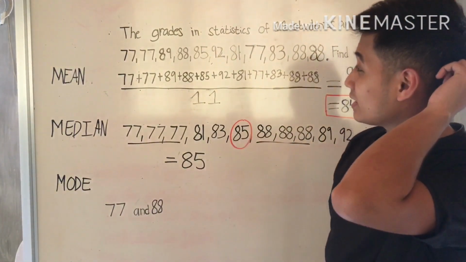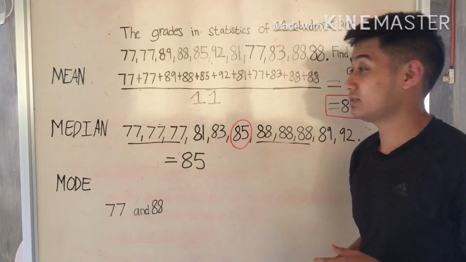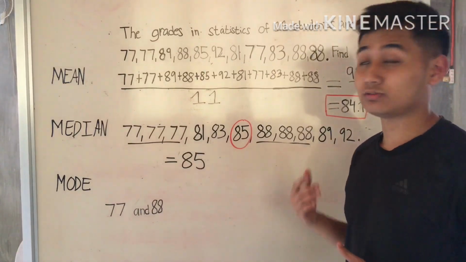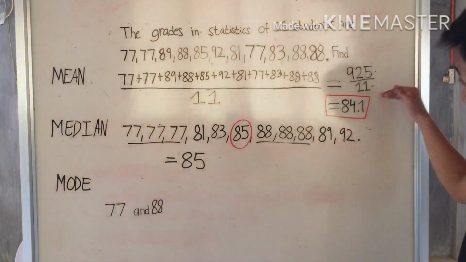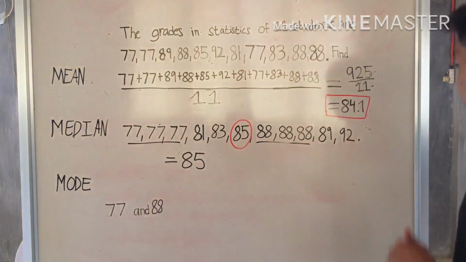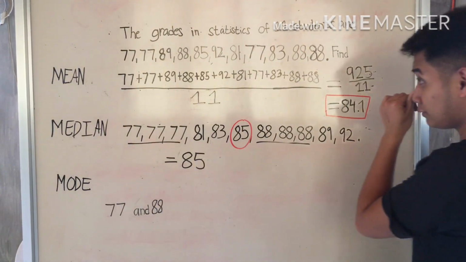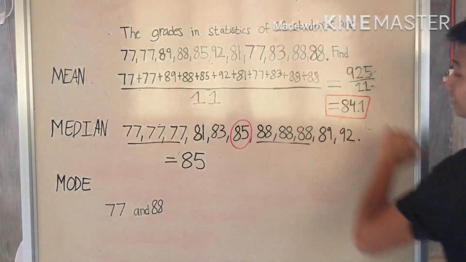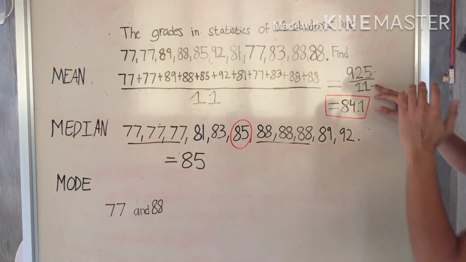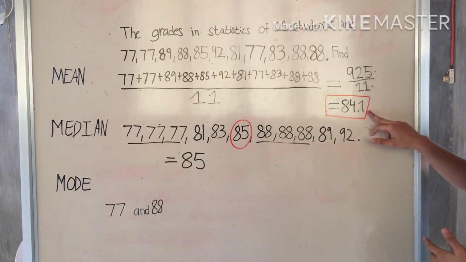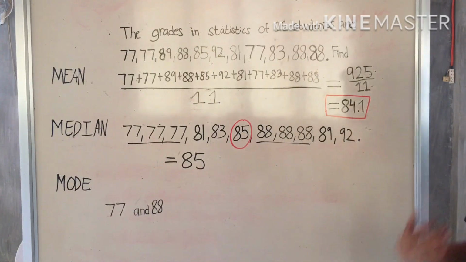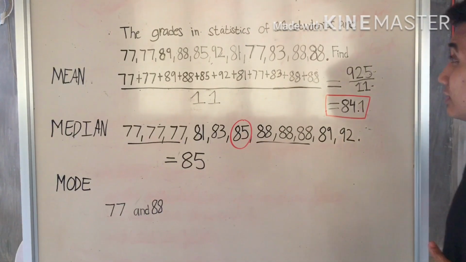For the mean, the first thing that I did is that I add all the 11 grades of the 11 students, and then I divide it by 11 since the example is 11 students. So if you add all the 11 grades, you'll have 925, and by dividing it by 11, you'll get 84.1.